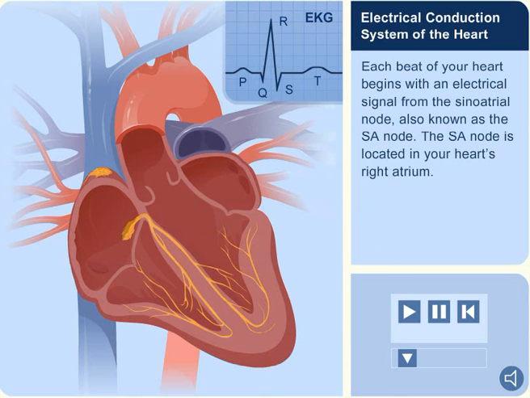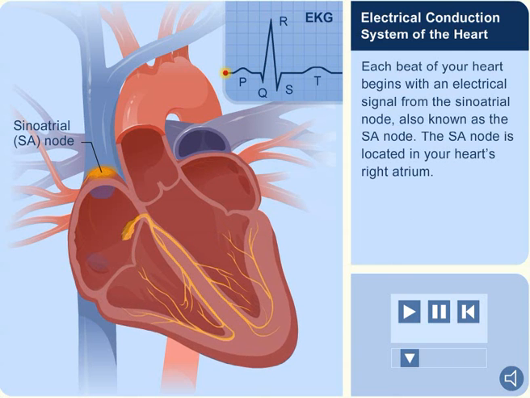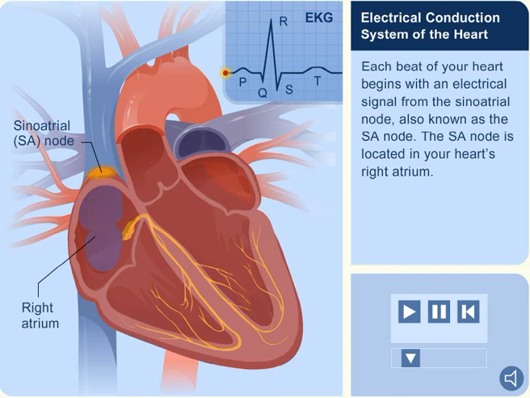Each beat of your heart begins with an electrical signal from the sinoatrial node, also known as the SA node. The SA node is located in your heart's right atrium.